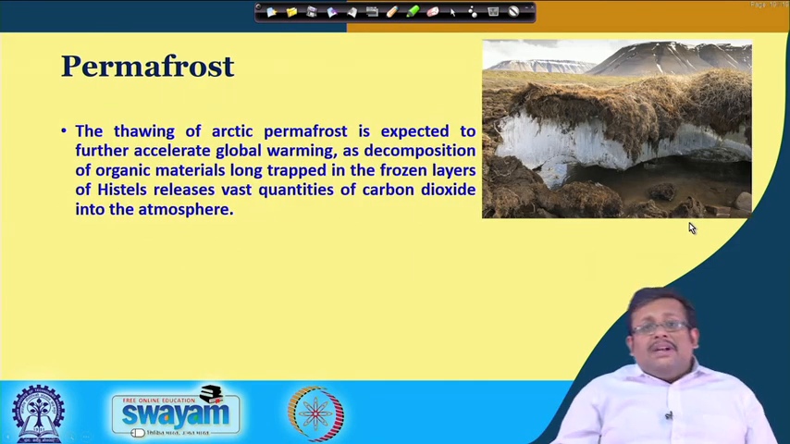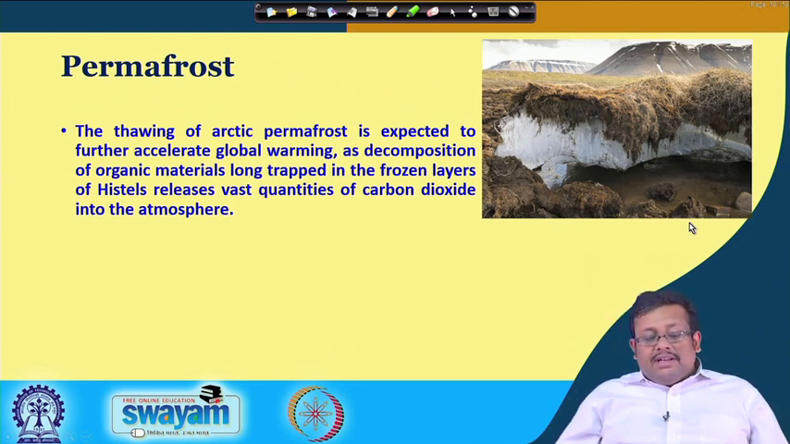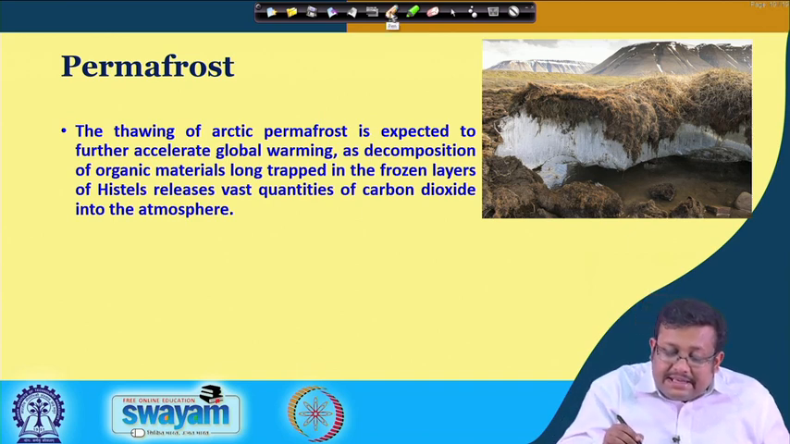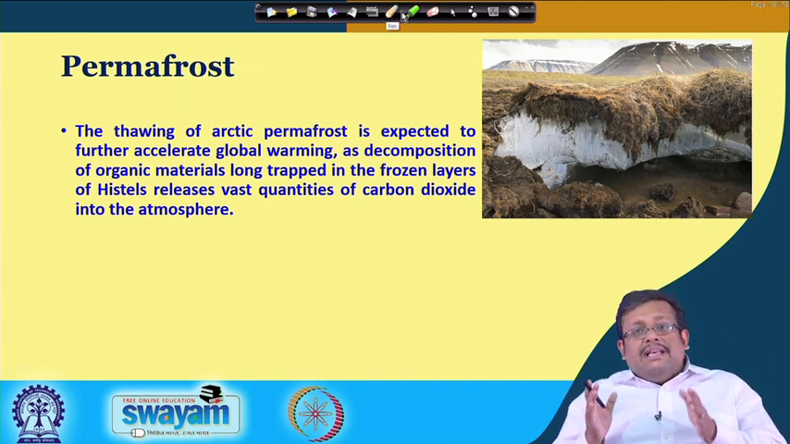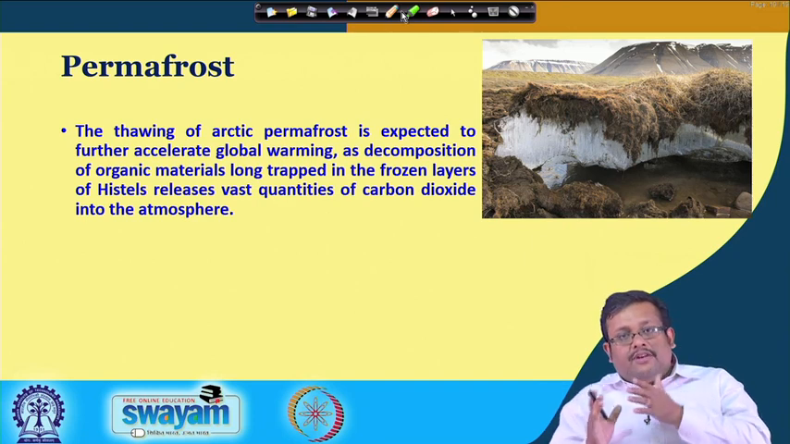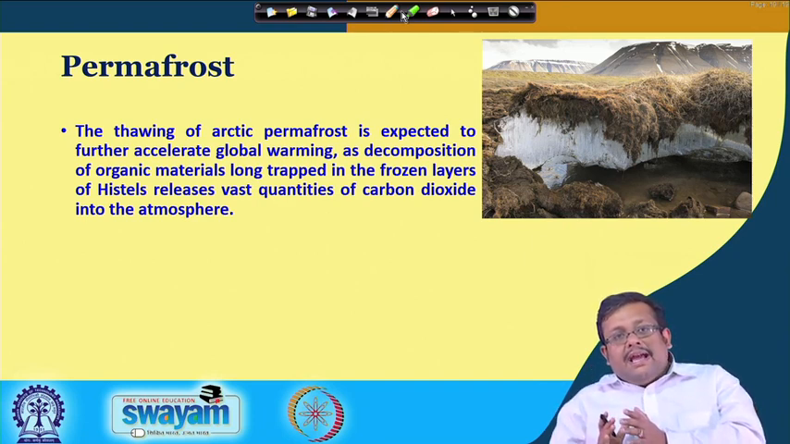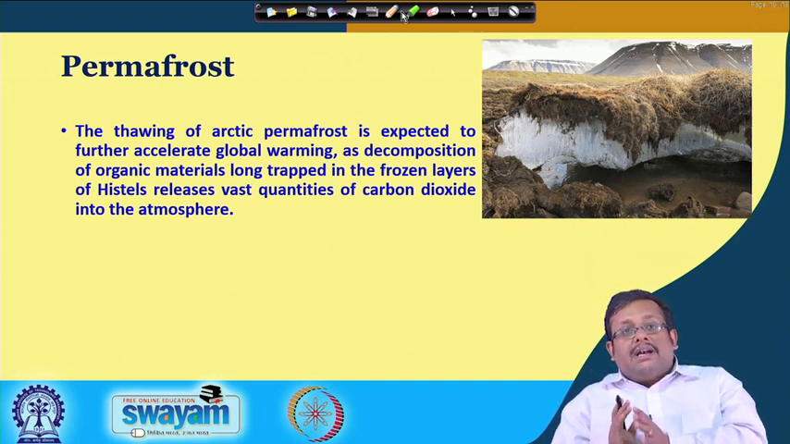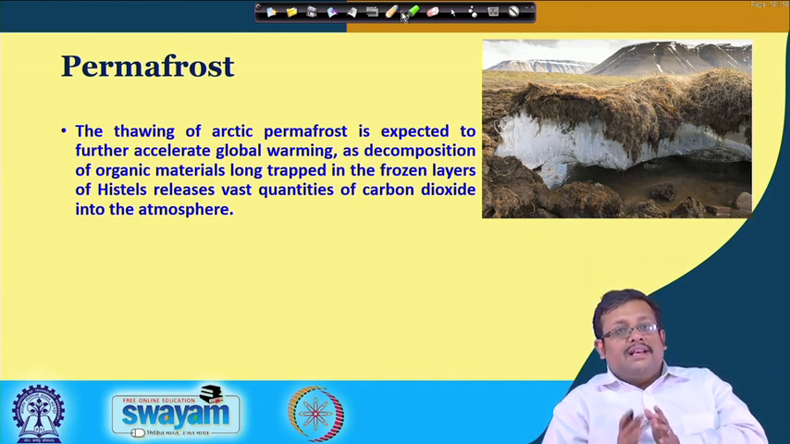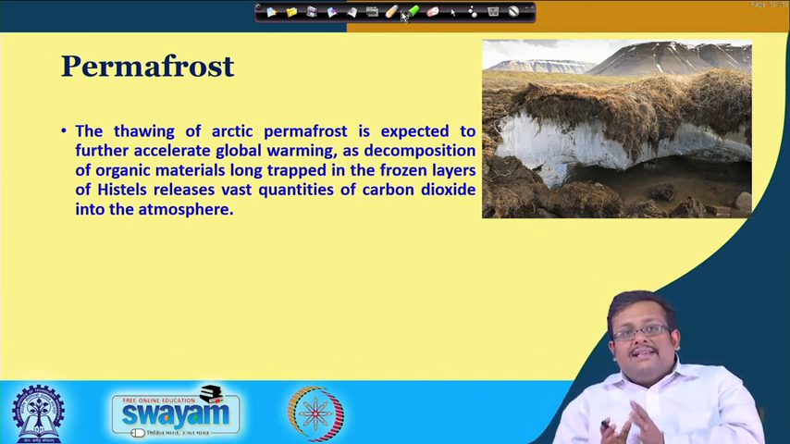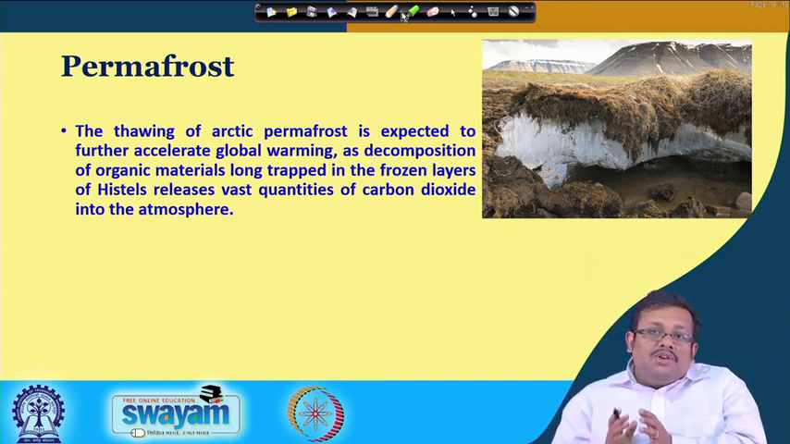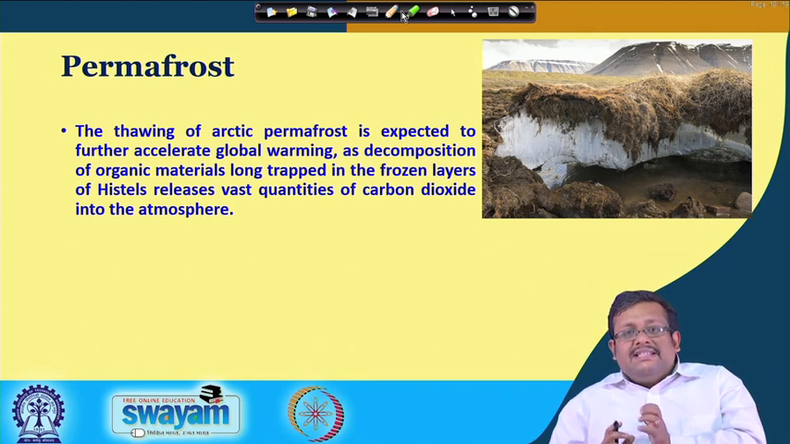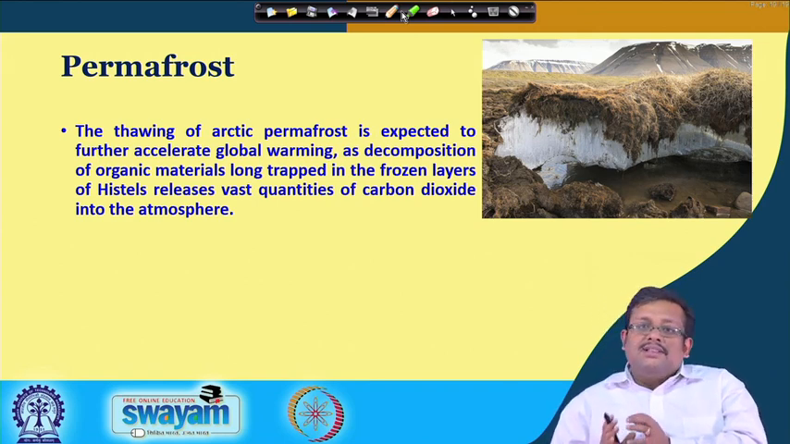So what is permafrost? We talked about permafrost a little bit. Permafrost is a condition where the soil remains frozen for a considerable part of the year. And remember that the thawing of Arctic permafrost is expected to further accelerate global warming, as decomposition of organic materials long trapped in the frozen layers of histels, meaning histosols and gelisols. So it is a combination of histosols and gelisols.